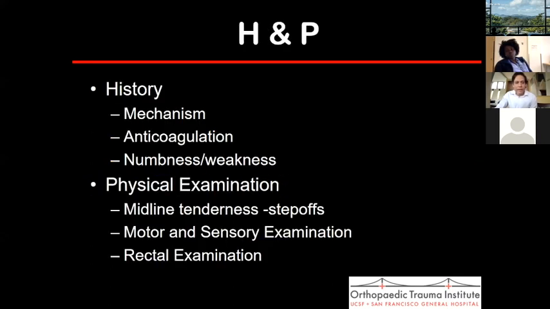In terms of history and physical, and this is the obligatory slide, the important things are the mechanism, and whether or not people are on anticoagulation, because if we see a deficit and their bony injury looks pretty minimal, then we might need to be concerned about an epidural hematoma. And then the presence of any numbness or weakness. In terms of physical exam, the main things are the motor and sensory exam, and the rectal exam.